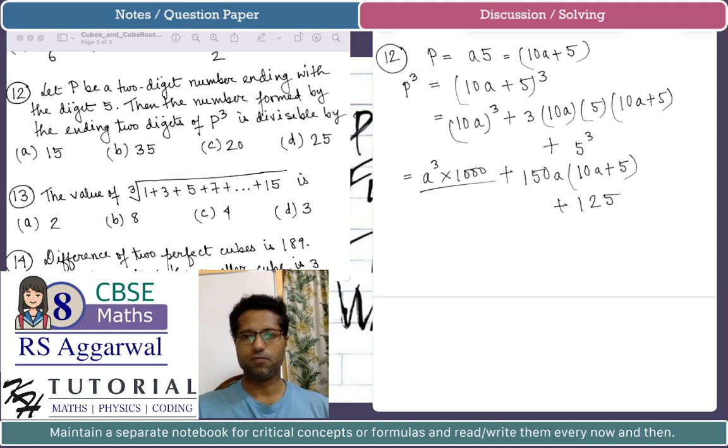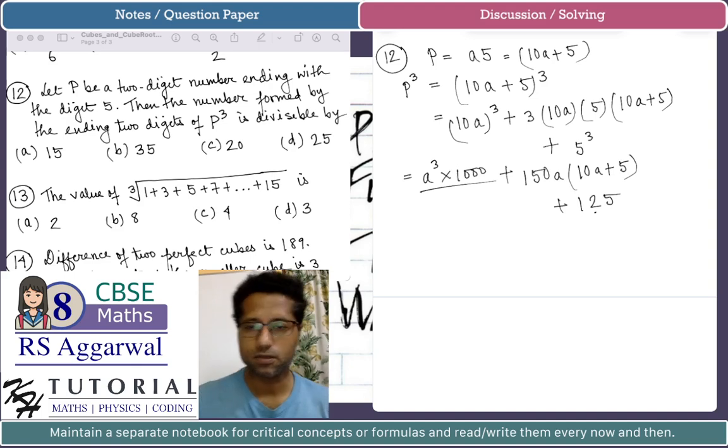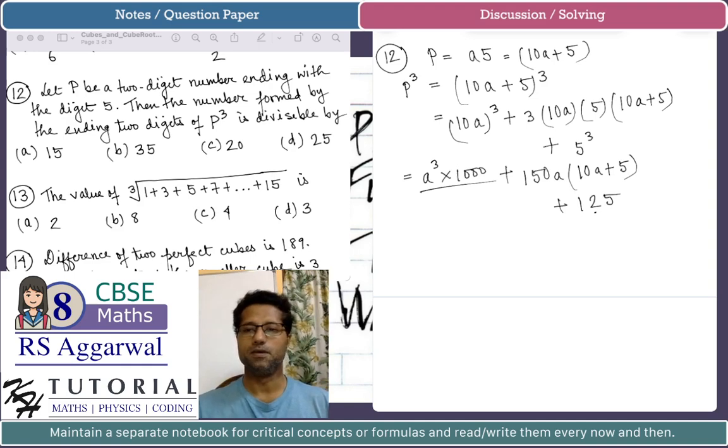125, the last value 5 cube, that is 125, will definitely play a role in deciding what the two ending digits of p cube will be. Now, what about this term 150a multiplied by 10a plus 5?